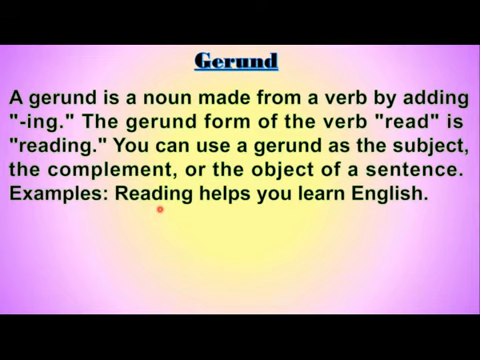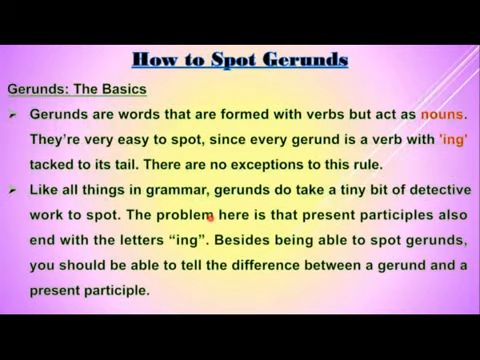A gerund is the ing form of the verb which is used as a noun in the sentence. That is called gerund. Gerunds, the basics. Gerunds are words that are formed with verbs but act as nouns. They are very easy to spot since every gerund is a verb with ing tagged to its tail. There are no exceptions to this rule.